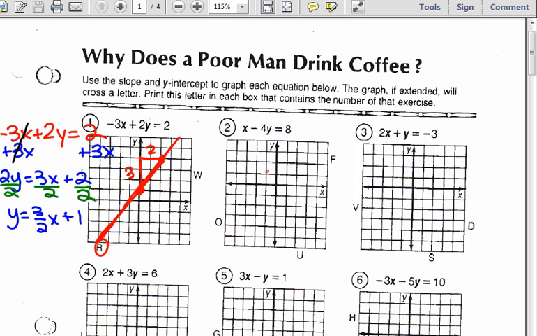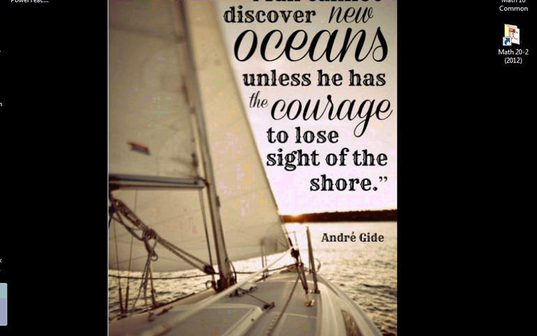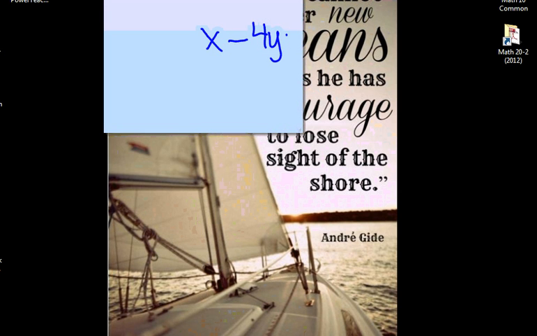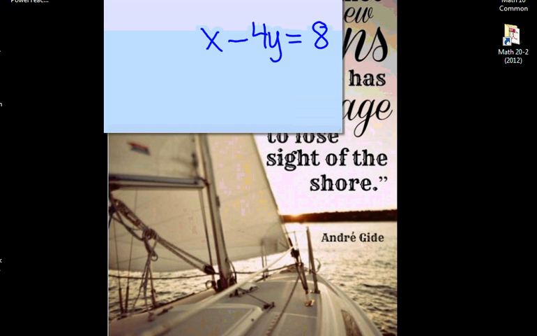Okay, let's go through the second one together. Okay, so x minus 4y equals 8. I'm going to write it up here. X minus 4y equals 8. Okay, so what's our first step? Move the x. If we have a positive x, we are going to subtract x.